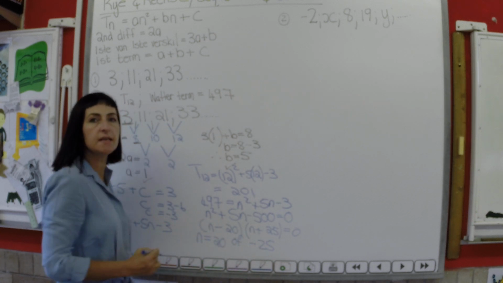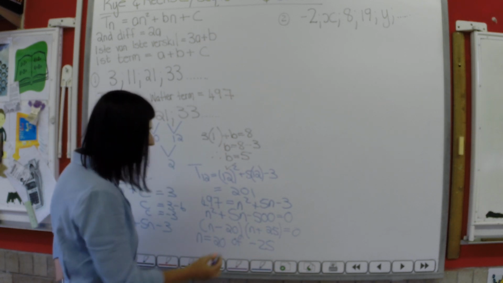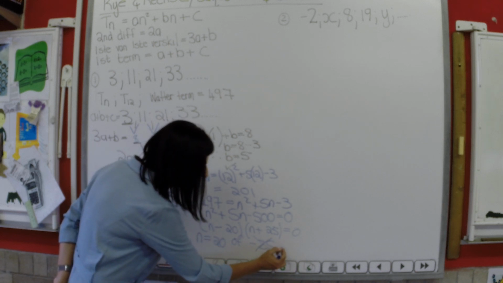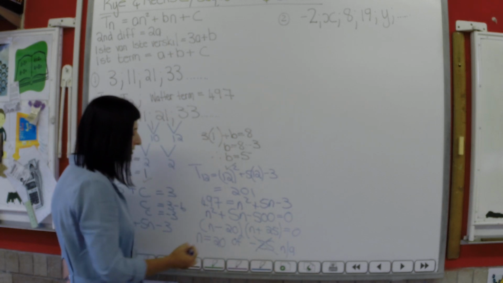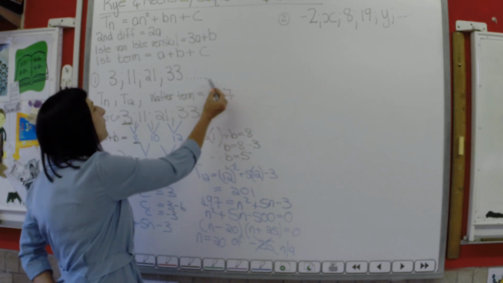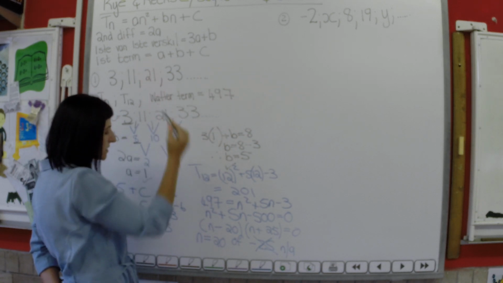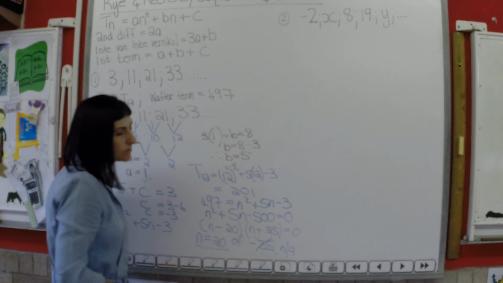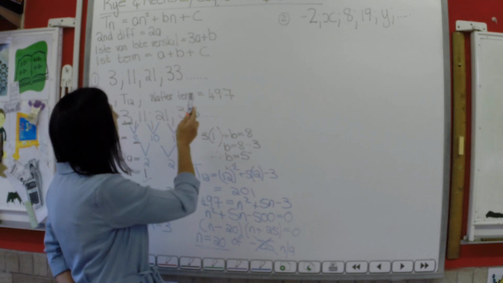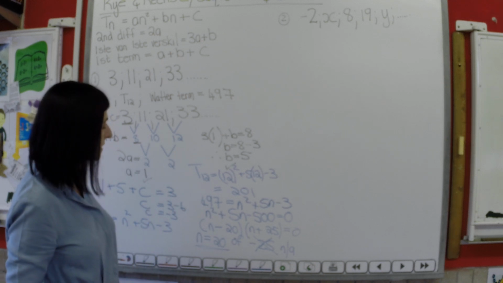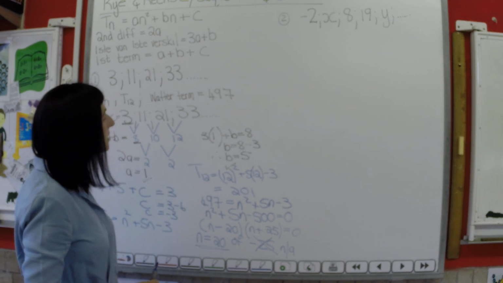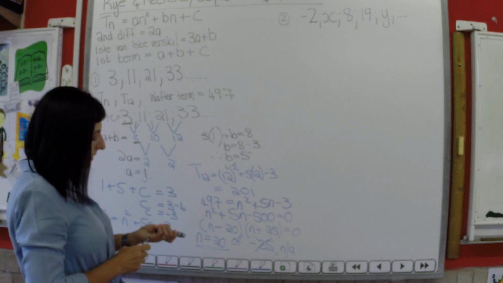Nou, 'n posisie kan nooit negatief wees nie. So hierdie een is not applicable. So the position of 497 in this sequence will be position number 20. So 497 staan in posisie nommer 20. Good. Let's look at the other example.